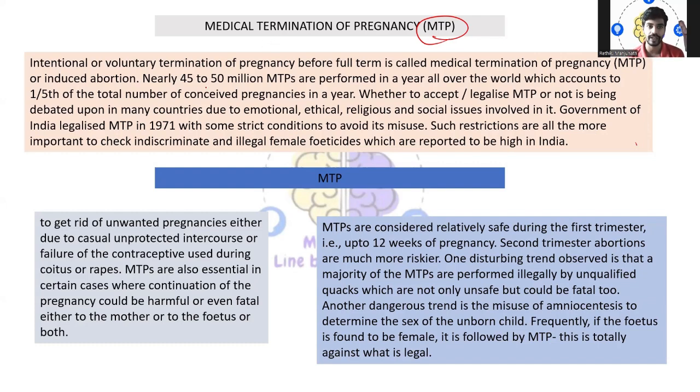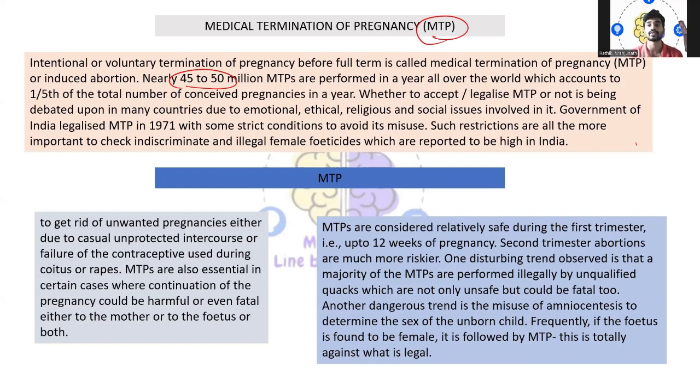Nearly 45 to 50 million medical terminations of pregnancy are performed all over the world in one year. Whether to accept this legally or not has become a debate in many countries, because there are many reasons people prefer abortions. One is obviously gender discrimination, and another is that couples undergo sexual activity without a proper family plan, and then undergo abortion. So it has led to a debate whether it should be legalized or not.